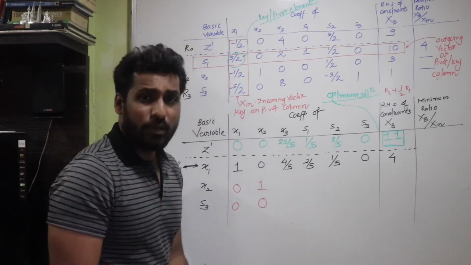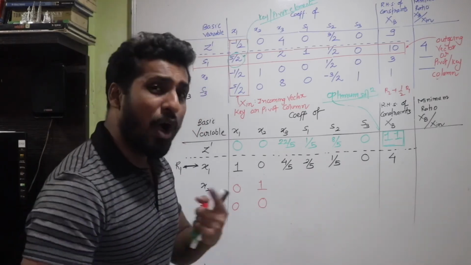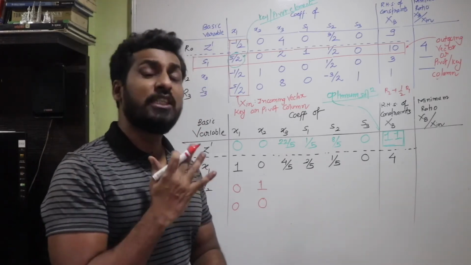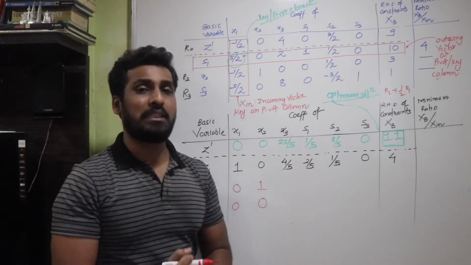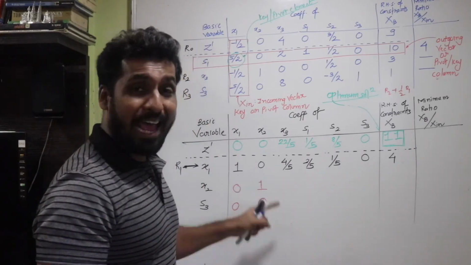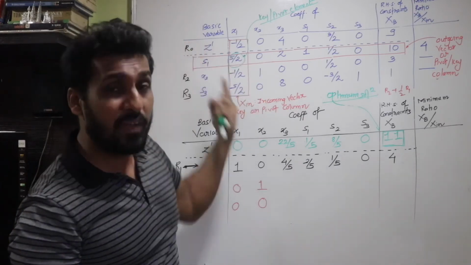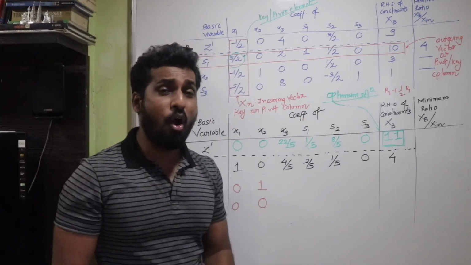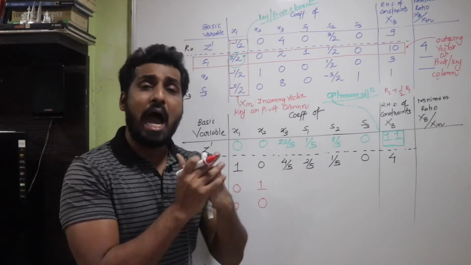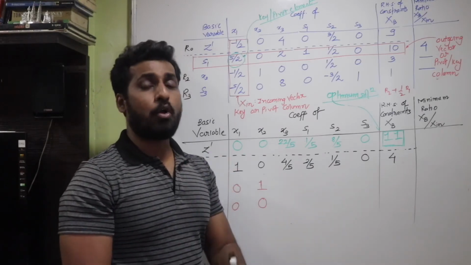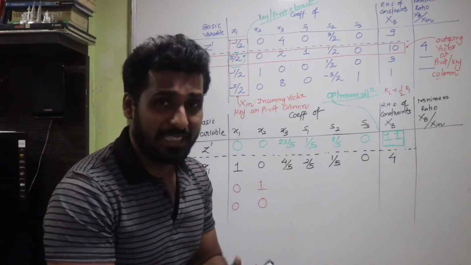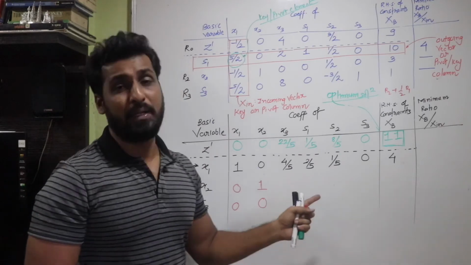There is no need to calculate them, isn't it? We can now start saving time. This is what you got to learn. How can you save time? This concept can be used in the previous table also, because basic variables are going to definitely comprise the basic matrix, isn't it?